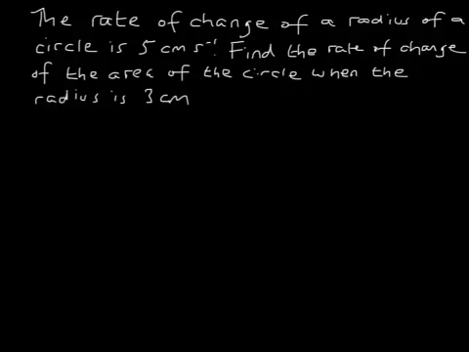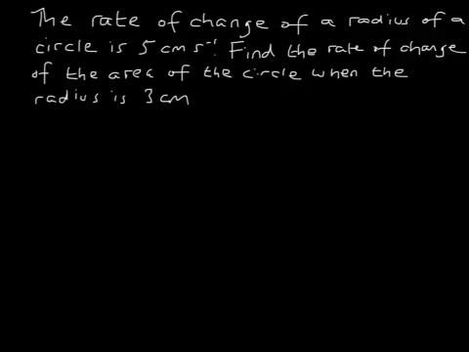So with these questions, we're talking about the rate of change, and the rate of change is how things change over time. As time goes on, what happens to the radius or the area of the circle? So we need to start with what we're trying to find out. We're trying to find out the rate of change of the area of the circle. So how does the area change over time?